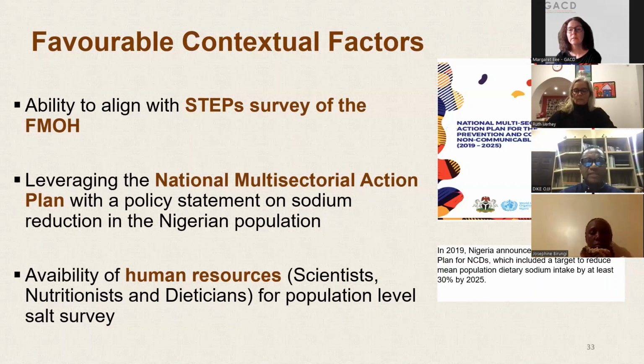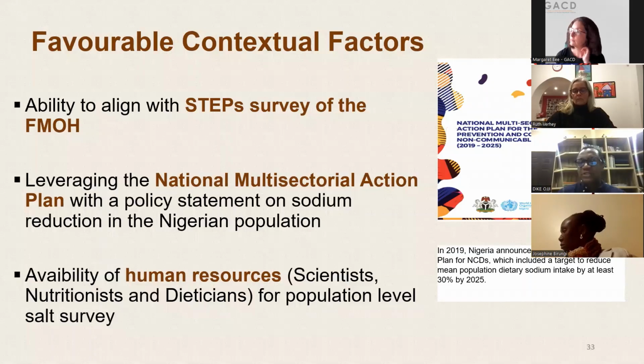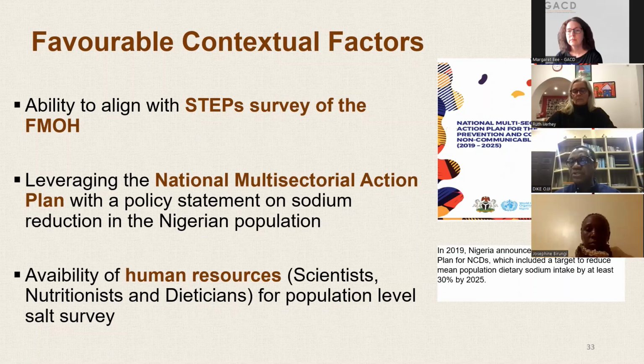Then another thing that has helped us is leveraging the National Multisectoral Action Plan. During the talk, they were talking about timing of policy. I think this policy just came at the right time when we were planning this, so we have been able to leverage it. One of the key points of the policy is reducing salt consumption in Nigerian society so as to reduce hypertension and cardiovascular disease. Then there is availability of human resources. We have a number of scientists, nutritionists and dietitians that we could train and leverage to be able to conduct our study. Next slide.